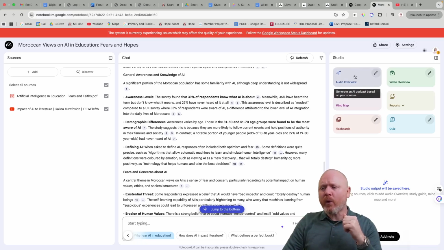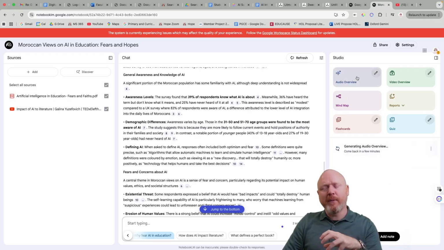What you can then do is, in the studio, you can click audio overview. This takes a few minutes to do, but what it does is it creates a podcast talking about the key ideas which are coming from the chat that you have had and also the sources that you have created. Okay. You can also create mind maps.